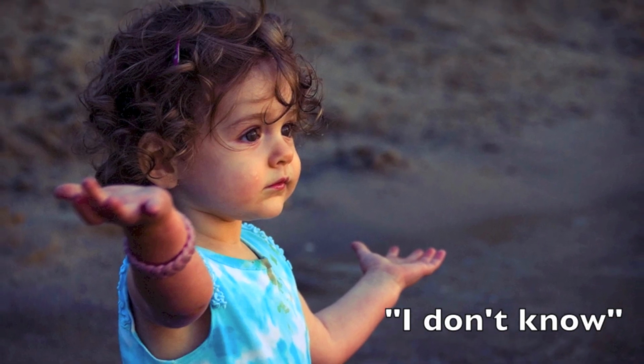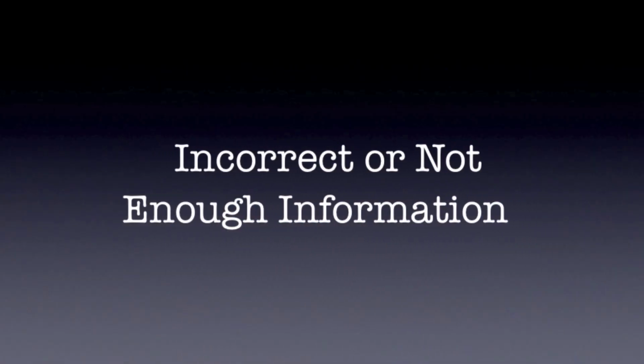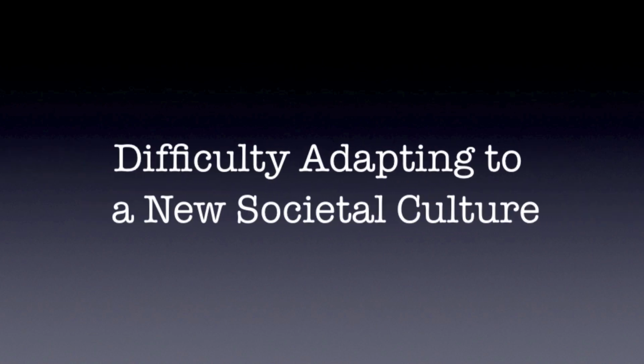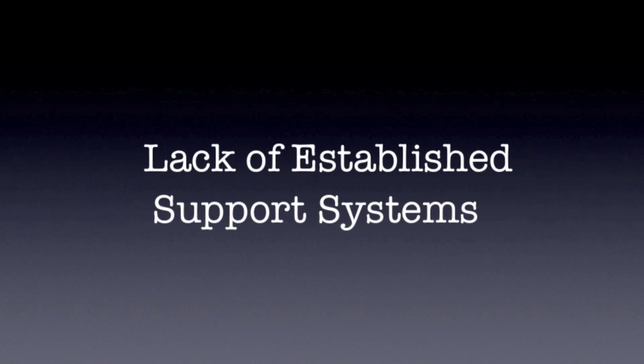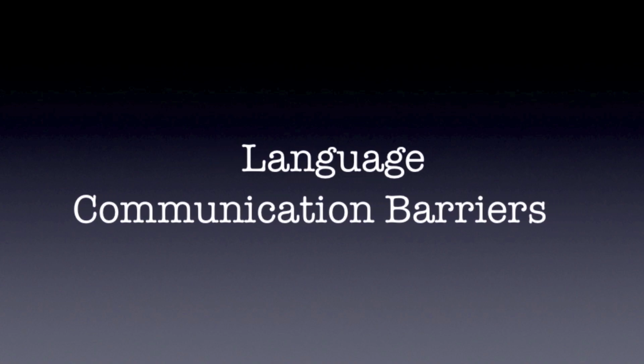Where does bias come from? Bias can occur when individuals have incorrect or not enough information, emotional stress, time pressures, difficulty adapting to a new social culture, lack of established support system, language and/or communication barriers.